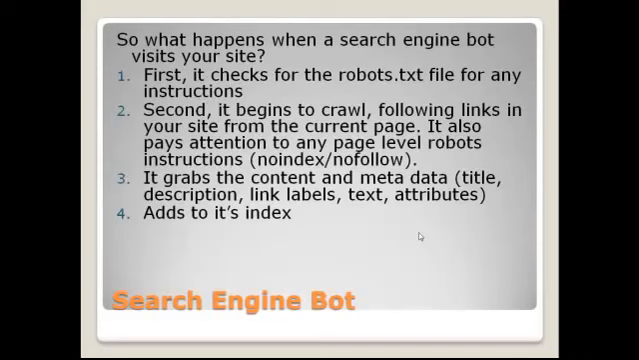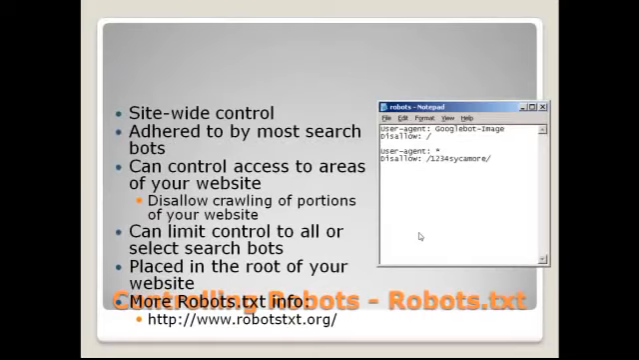Second, it begins to crawl, following links in your site from the current page. It also pays attention to any page-level robot instructions, so no index, no follow. And basically, no follow tells the search engines not to pass any link equity to that link. It grabs the content, metadata, the title, description, link labels, alt text, attributes, and it adds it to its index. And that's a very simplified version, but we'll go into a little bit more depth in future presentations.